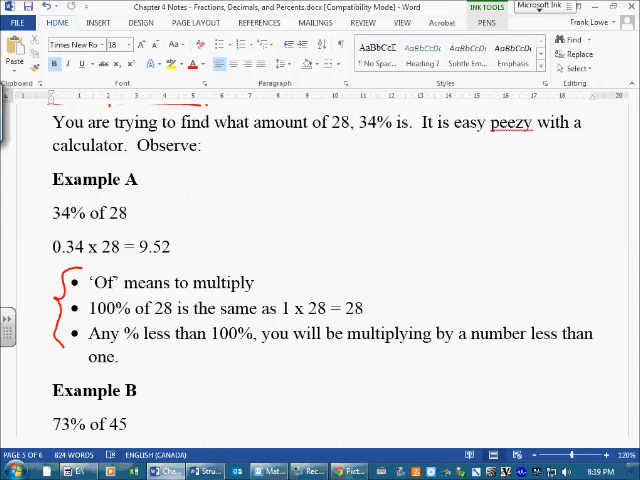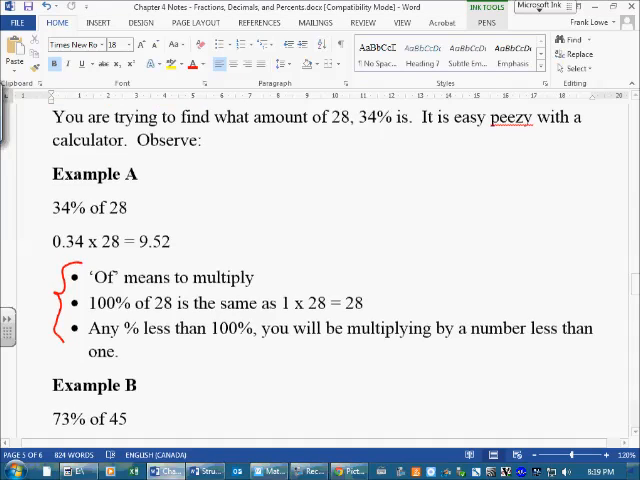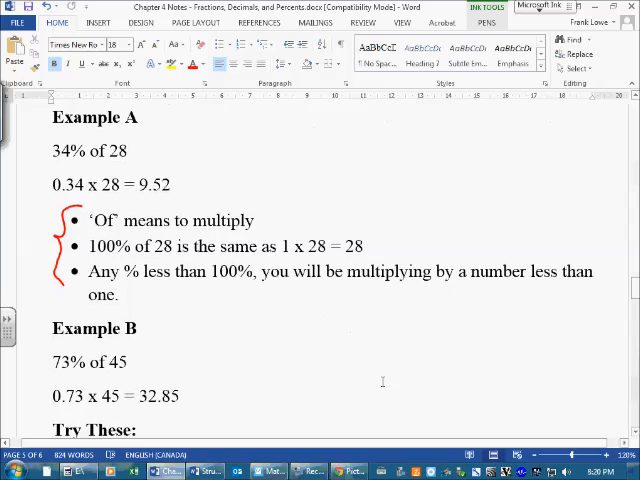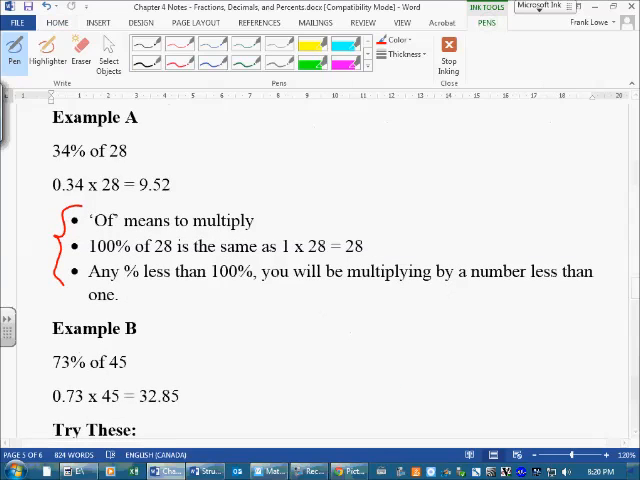Okay, let me go back here. 34% of 28. This is what you do in these questions. You change your percent to a decimal. Of means to multiply, and then you multiply by 28. This is what you would plug into your calculator: 0.34, or 0 and 34 hundredths, times 28, and you get your answer. That's how you do it.